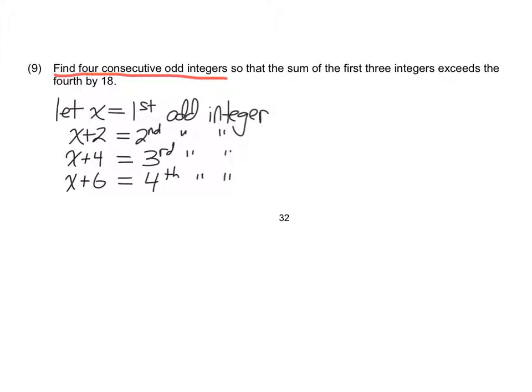All right, so that was the quote-unquote easy part. 4 consecutive odd integers, so this is where the problem starts. The sum of the first 3 integers exceeds the fourth by 18. All right, so, well, we could start off with the sum of the first 3 integers. X, more room. I'll do it down here, actually. x plus 2 plus x plus 4. Now, it's saying it exceeds the fourth by 18.